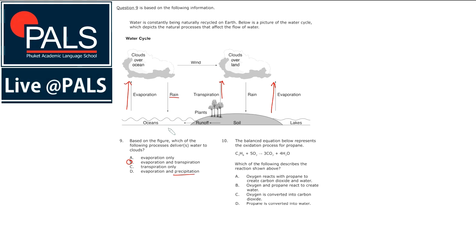Rain is precipitation. The balanced equation below represents the oxidation process for propane. C3H8, propane, plus oxygen gives CO2 plus H2O. Which of the following describes the reaction shown above? Oxygen reacts with propane to create carbon dioxide and water. That sounds correct. No, not only water, carbon dioxide as well. Oxygen is converted. No, oxygen is not converted into carbon dioxide. Propane is converted. No. So A. Propane reacts with oxygen, or the other way around. Oxygen reacts with propane to form carbon dioxide, CO2, and water, H2O.